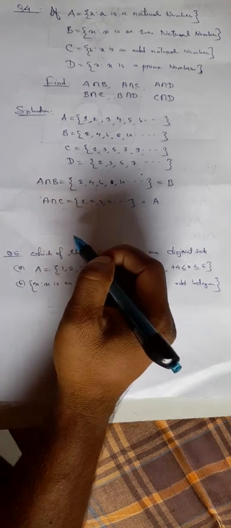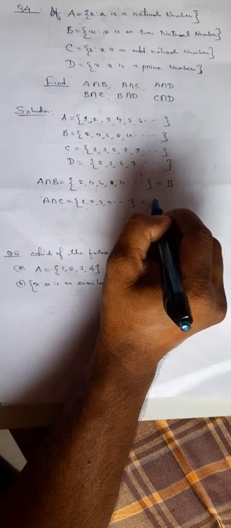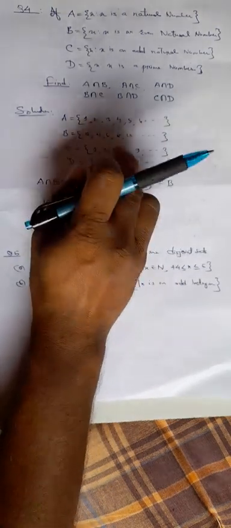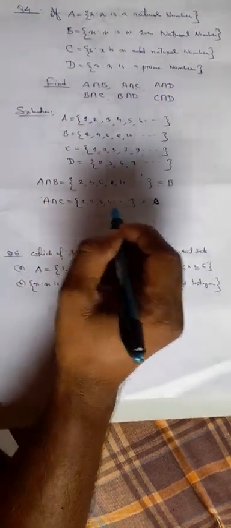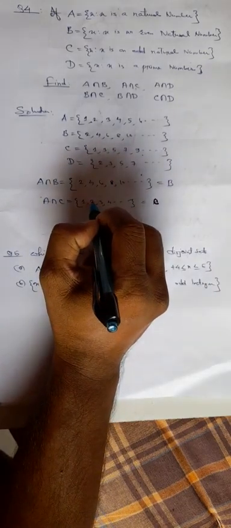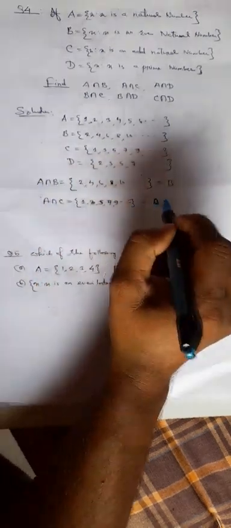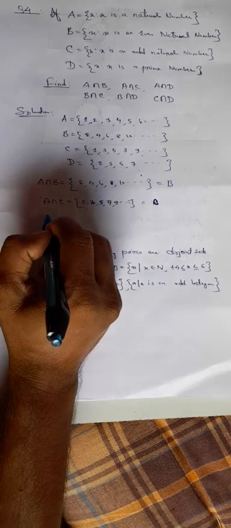A intersection C means C only. Common elements. These elements are inside A. C is a subset of A. So A intersection C means the set of odd numbers 1, 3, 5, 7, 9, etc. It's a set of odd numbers. So A intersection C equal to C.